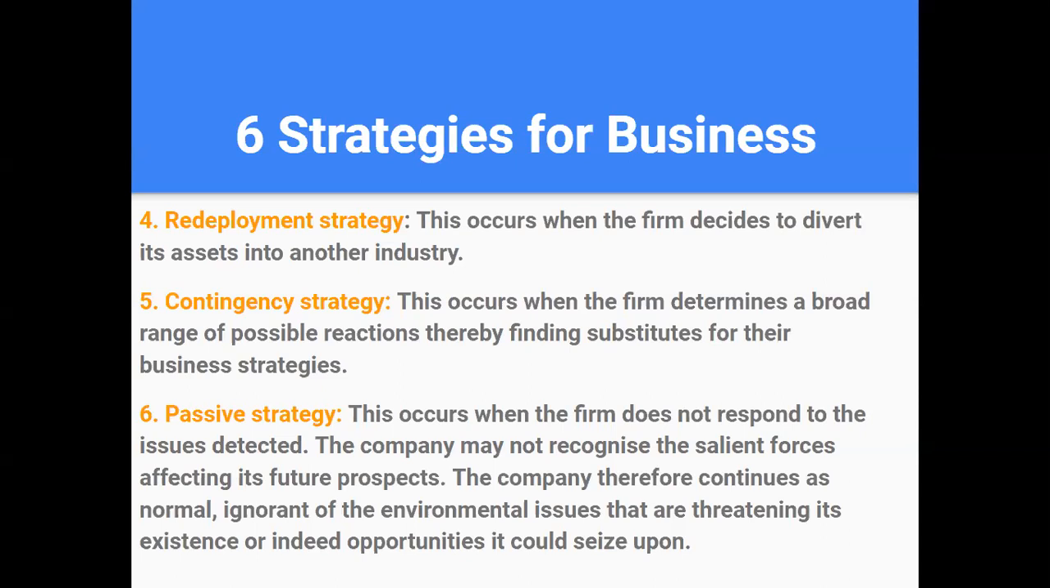And the final one, which you might not consider a strategy but is a business strategy itself, is a passive strategy. This occurs when the firm does not respond to the issues detected. It may not recognize the force affecting its future prospects, and it continues as normal. So that's also a strategy you can take. You could just continue as normal and do nothing. And that could threaten the business, depending on what's going on and what you've detected within the environment.